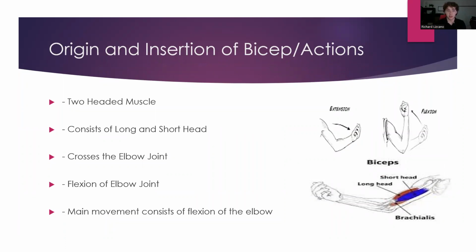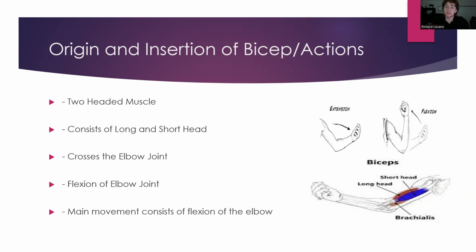It crosses the elbow joint, and its main movement is flexion of the elbow. Now, as we already know, the biceps muscle is a two-headed muscle that originates from the scapula and inserts onto the radius bone in the forearm. The long head originates from the supraglenoid tubercle of the scapula, while the short head originates from the coracoid process of the scapula.